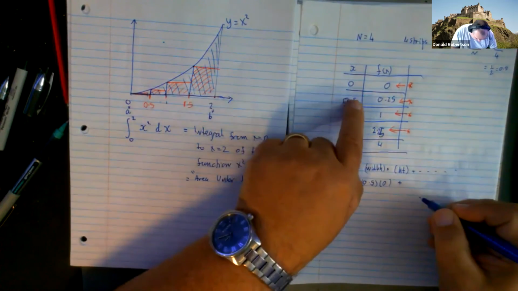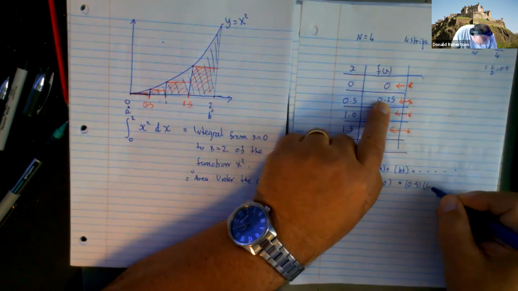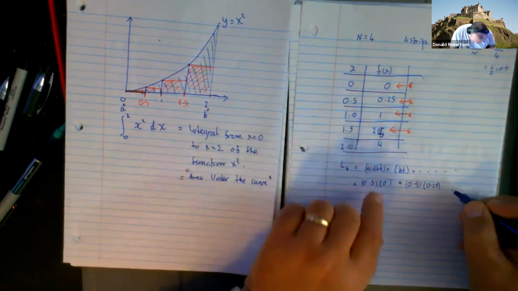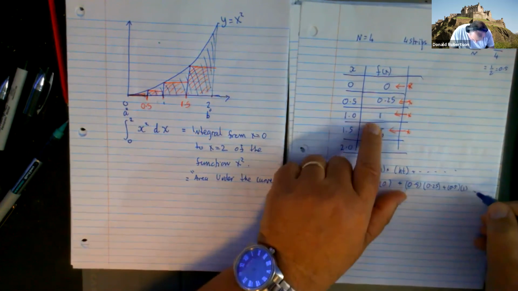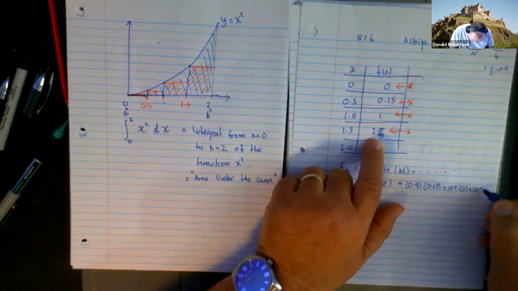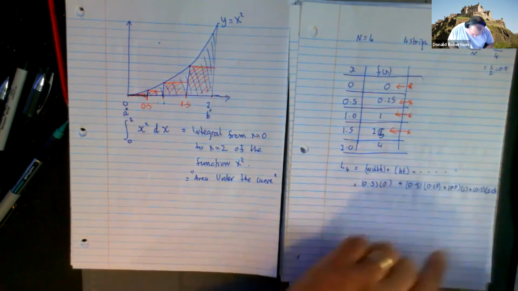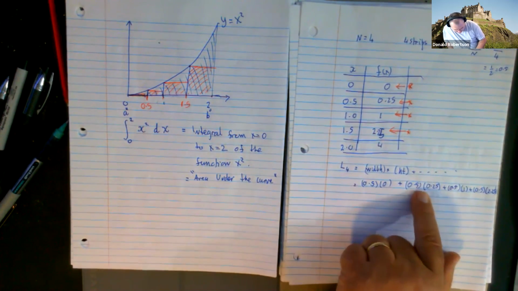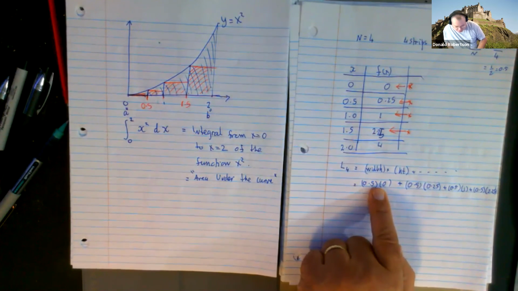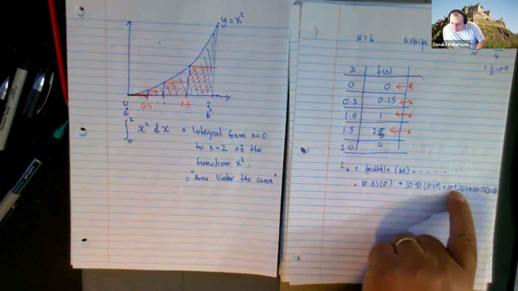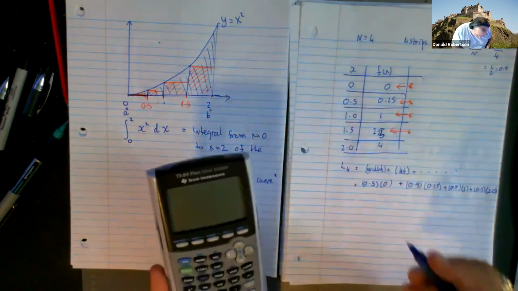The second rectangle will have a width of 0.5, and the height I'm going to use is this number. And then the next one is going to have a width of 0.5, and its height is this number. And then the last one is going to have a width of 0.5 times that number. Have you noticed that these 4 calculations are the areas of the 4 strips? You see the match? Area of the first strip, area of the second, area of the third, area of the fourth. Which is why they have calculators.